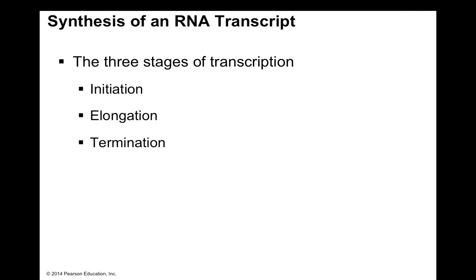The process of transcription can be separated into three stages. Initiation, which is everything that needs to happen for the process to get started. Elongation, the lengthening of the RNA transcript. And termination, finishing up when it gets to the end of a gene. So let's take a look at these three steps using diagrams.